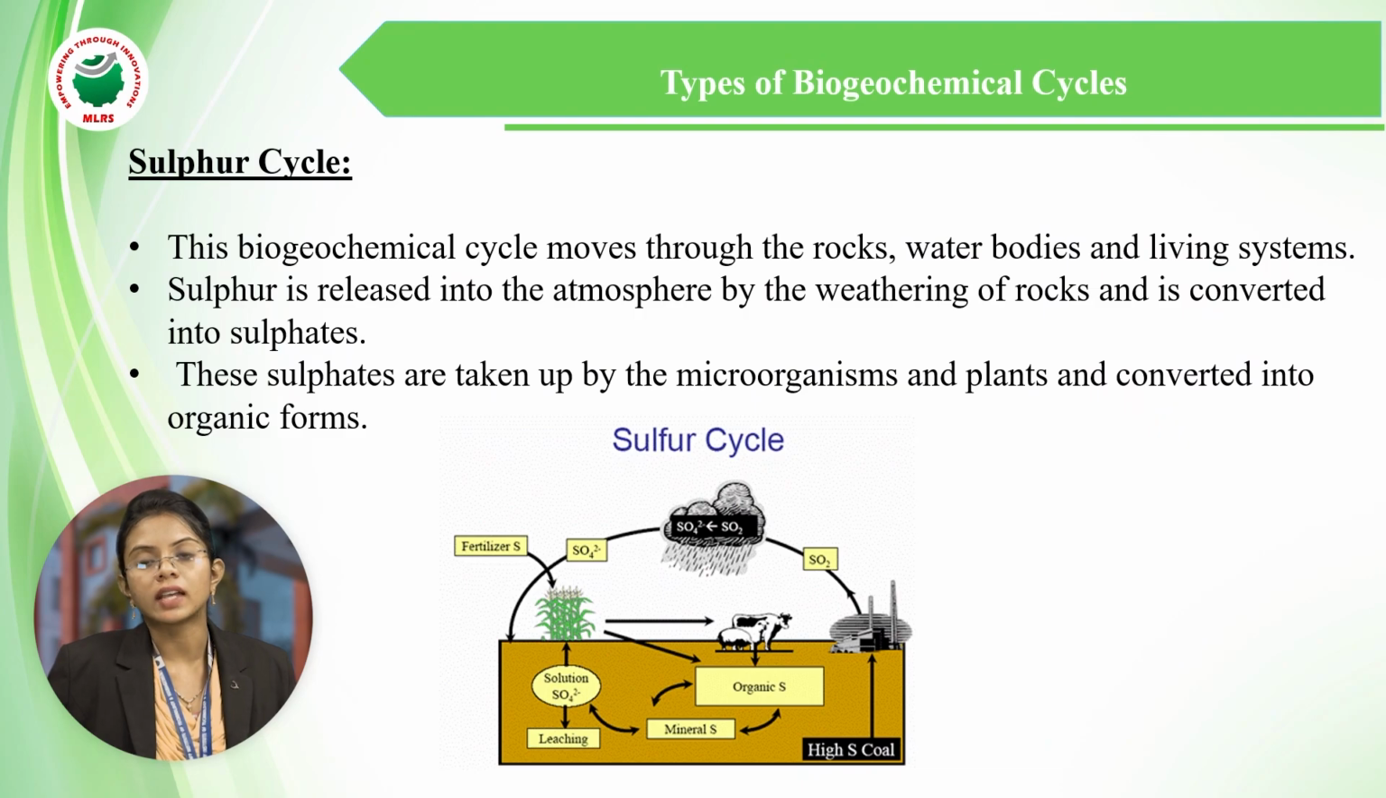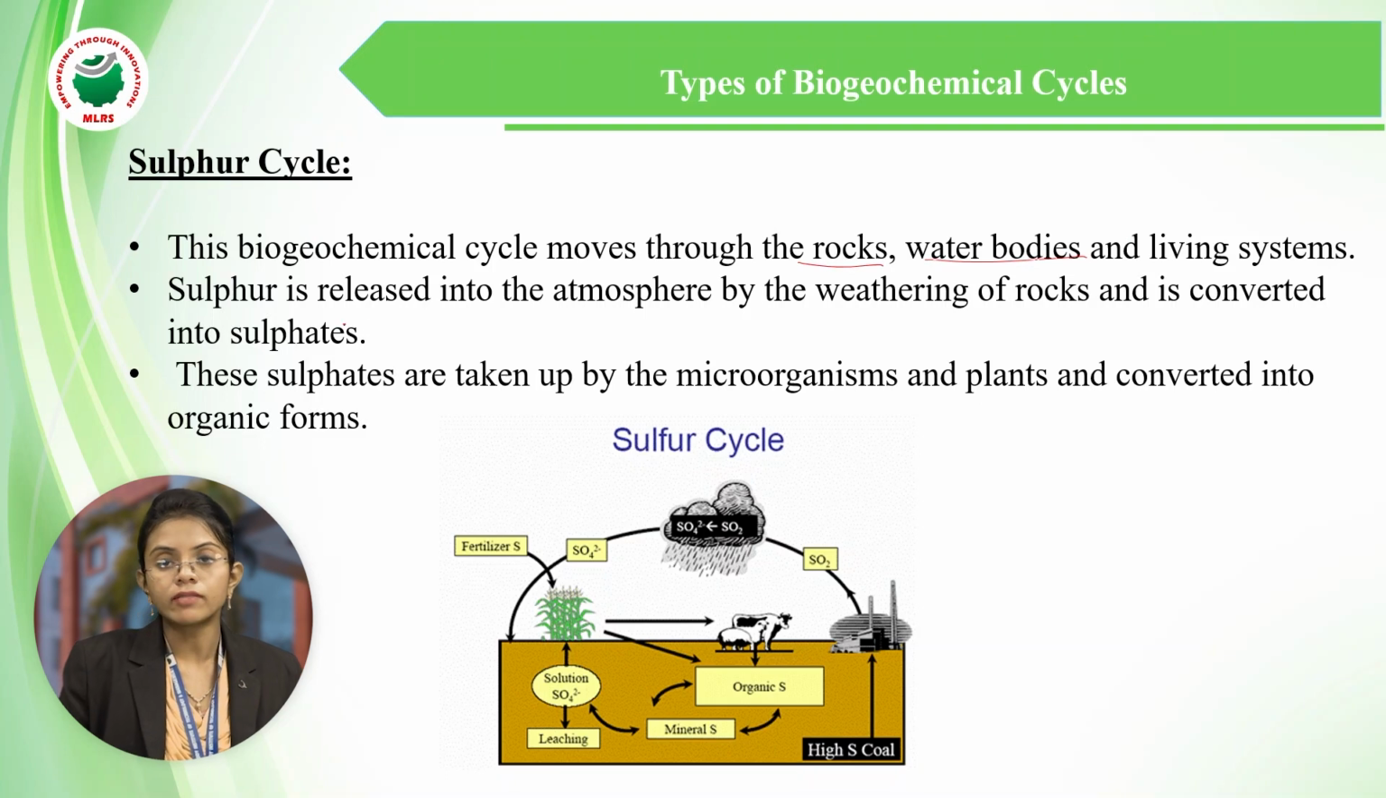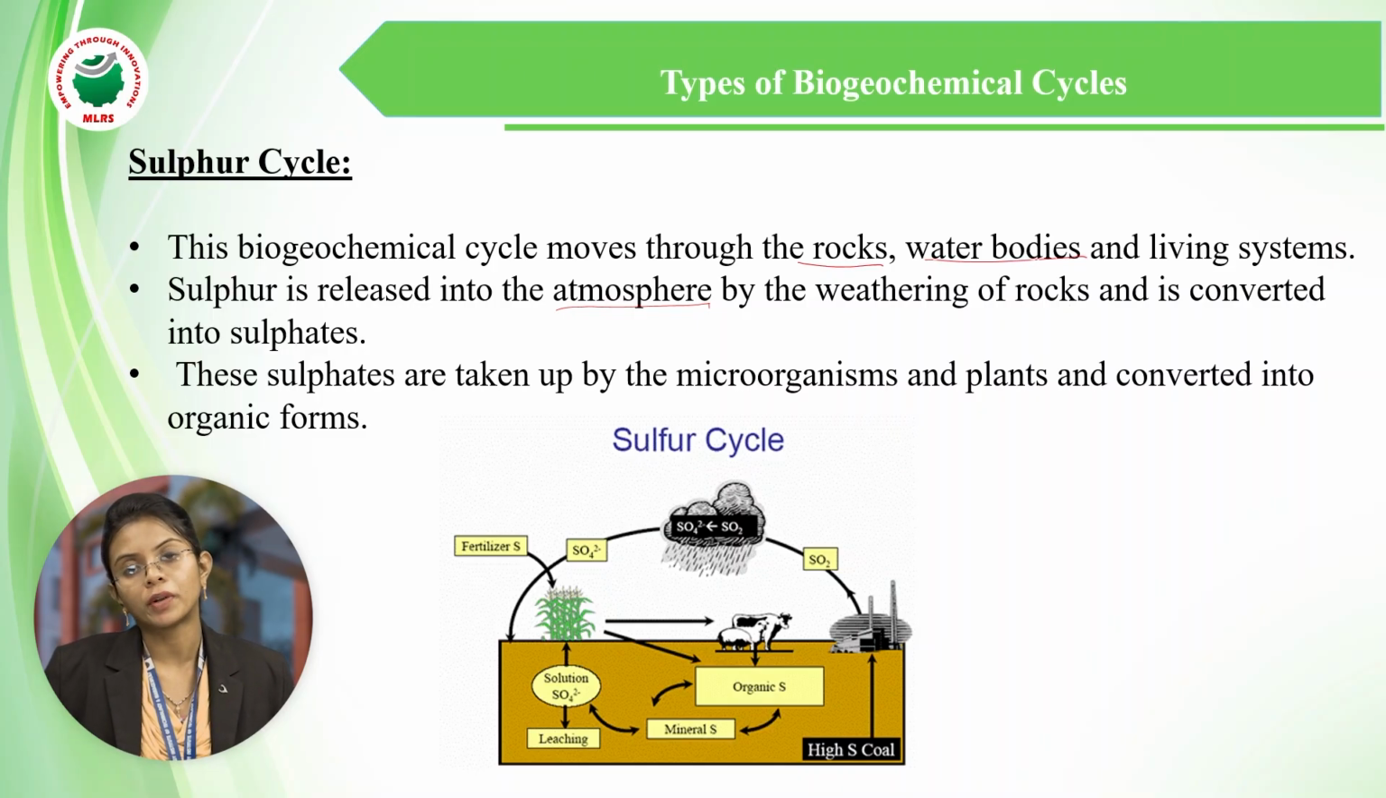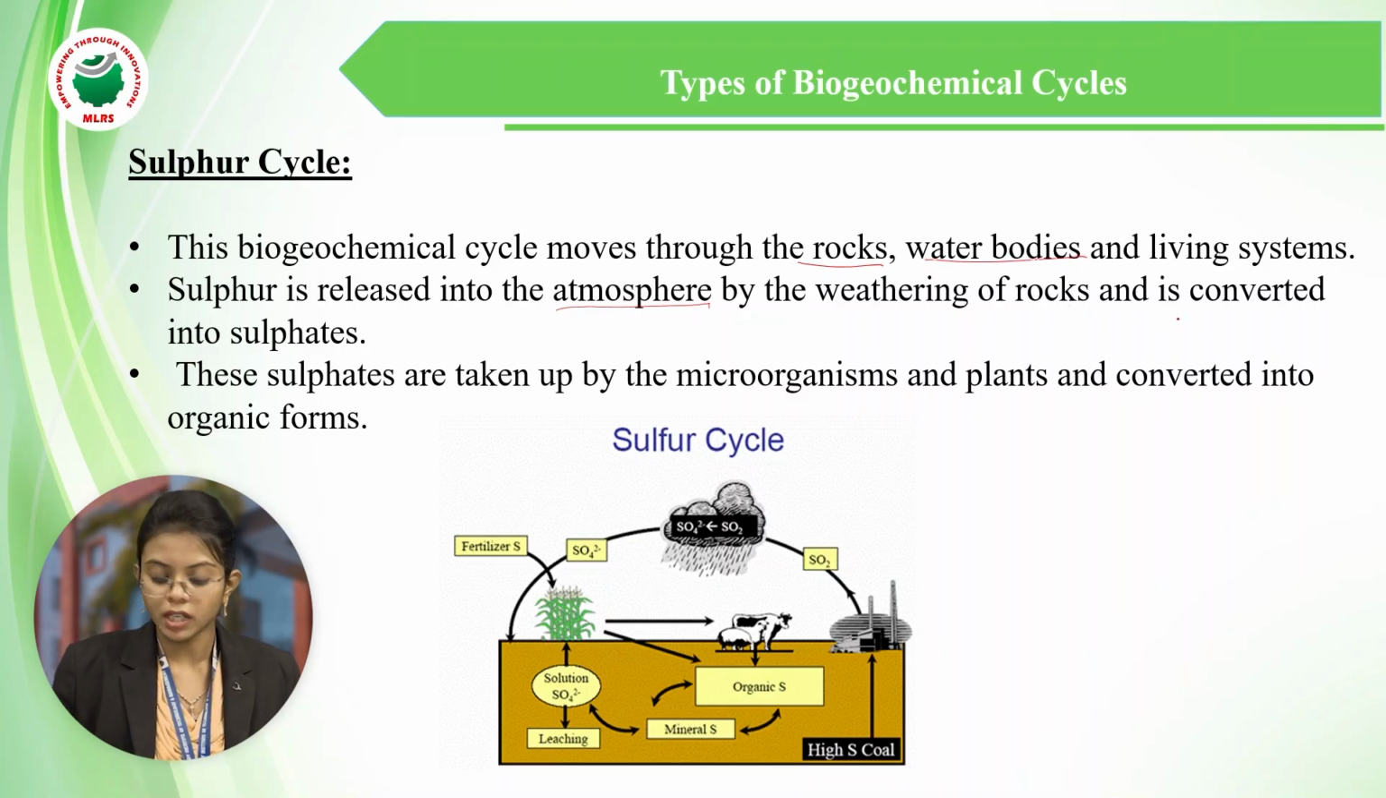And the next type of cycle is the sulfur cycle. It is also a sedimentary cycle under biogeochemical cycles. This biogeochemical cycle moves through the rocks, water bodies and living systems. Sulfur is released into the atmosphere by the weathering of rocks. Just like phosphorus, sulfur can be obtained by the weathering of rocks. And this can be converted into sulfates.